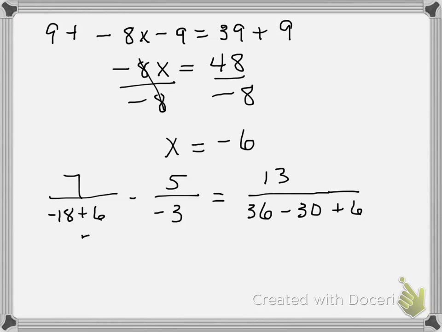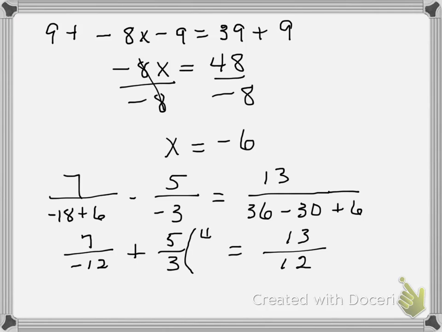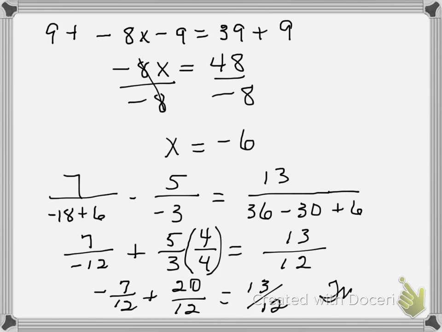Simplifying on the left, we have 7 divided by negative 12 plus 5/3 equals 13 divided by 36 minus 30 would be 6 plus 6 would be 12. So to combine the fractions on the left, we need a common denominator of 12. So I'll multiply 5/3 by 4/4. So I have negative 7/12 plus 20/12 equals 13/12, which is a true statement, and therefore our solution set is negative 6.